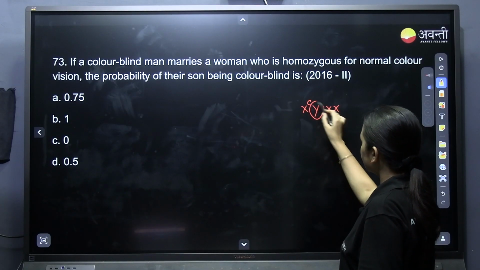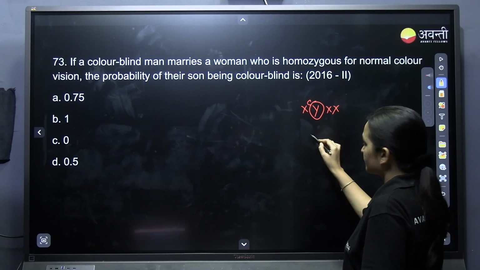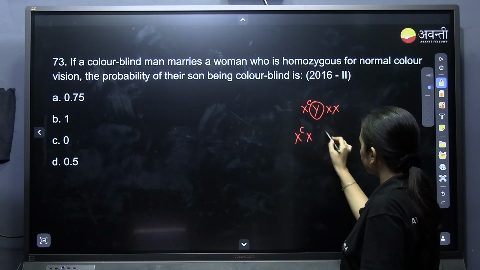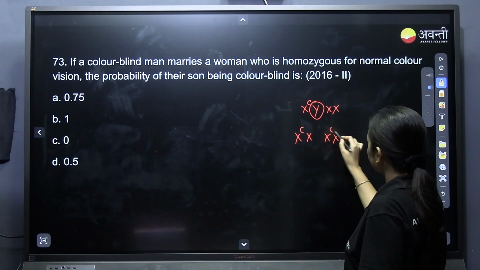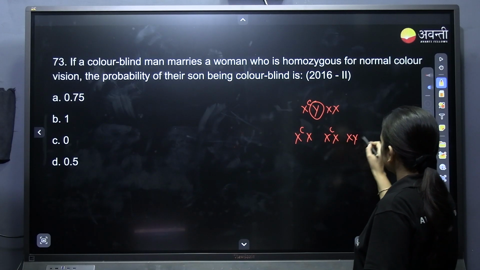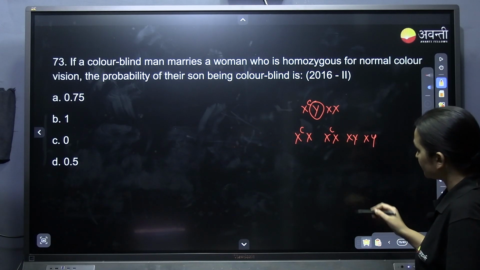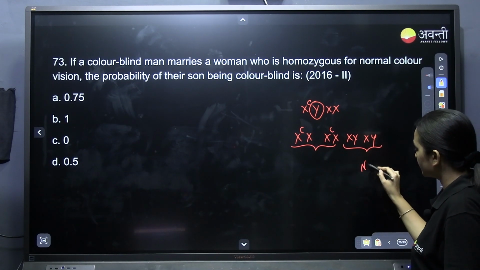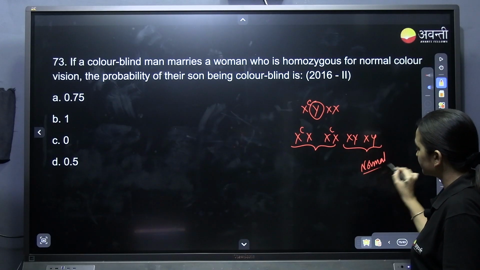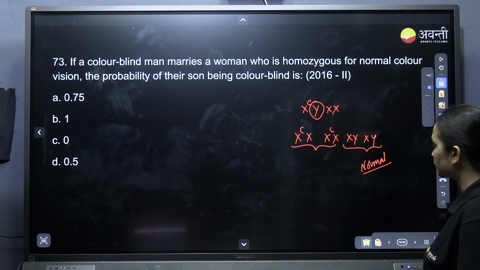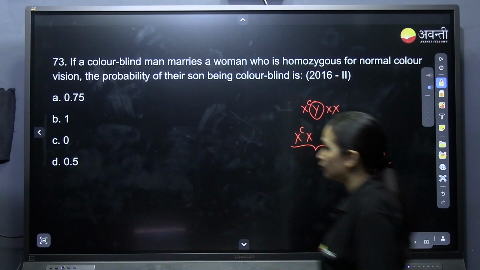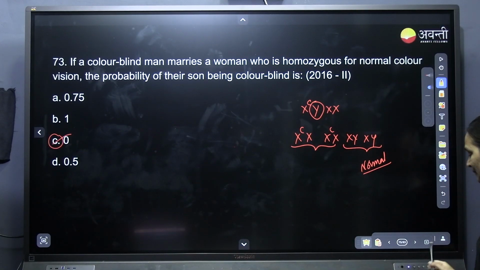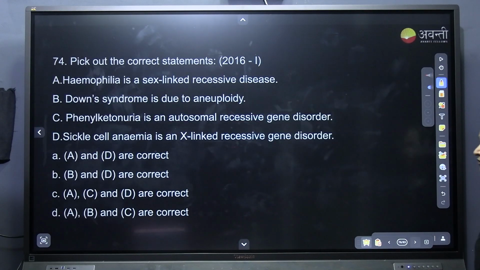Anyway, he is giving only the Y chromosome to the next generation. So if you see, we'll just mark it. Both the daughters will be carriers and both the sons will be normal, which means the possibility of the son being hemophilic is 0 if the father is hemophilic. If the mother is hemophilic, then it will be a different case.